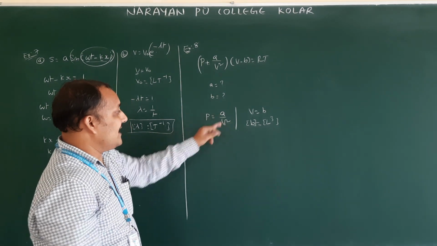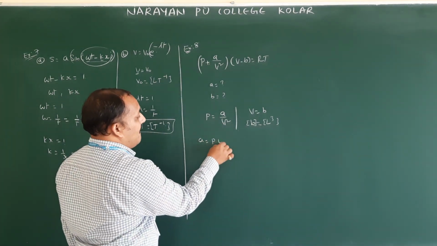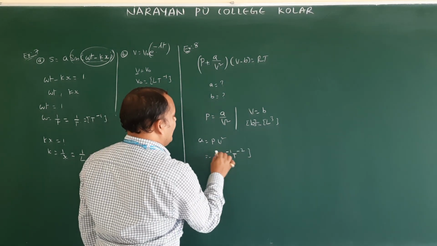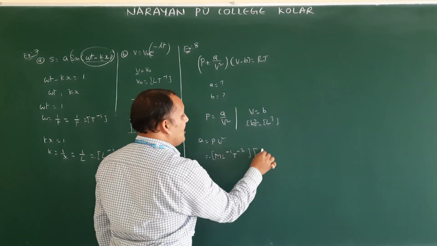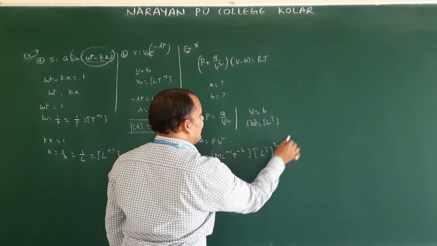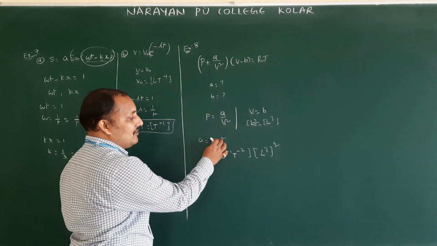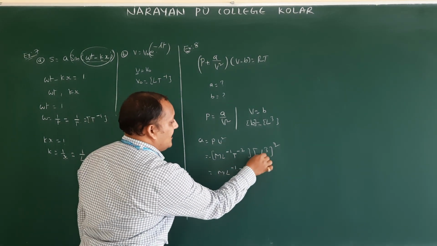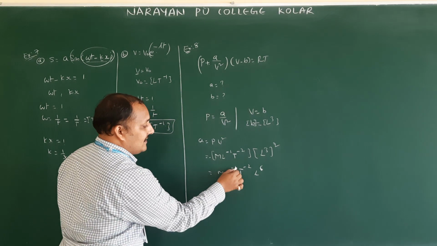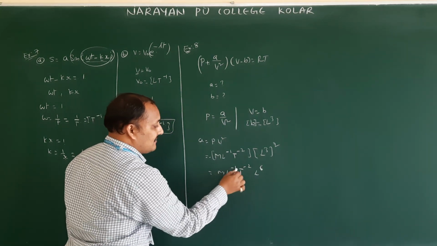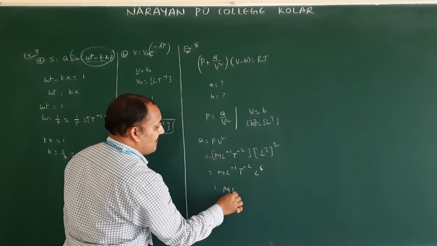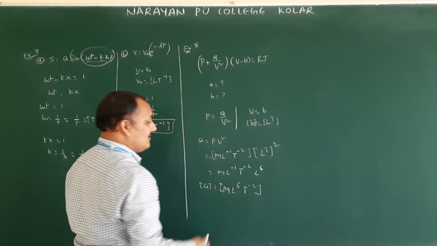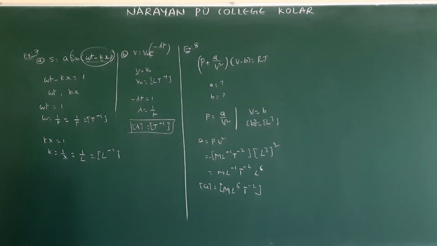Next, dimension formula for A. A is equal to P V square. Present dimension formula: M L power minus 1 T power minus 2. V means volume, L cube, square is there. So V refers to L cube whole square. So M L power minus 1 T power minus 2, L power 6. Here 6, here minus 1, so 6 minus 1, 5. So M L power 5 T power minus 2. So this is the dimension formula for A. So that is example 8.